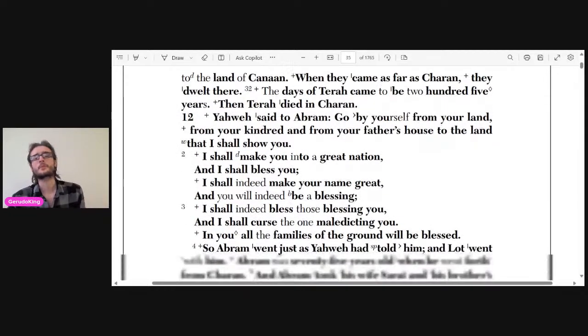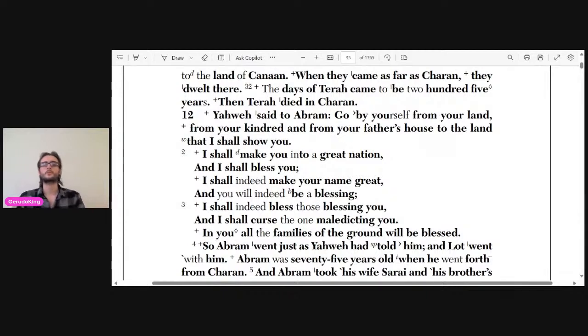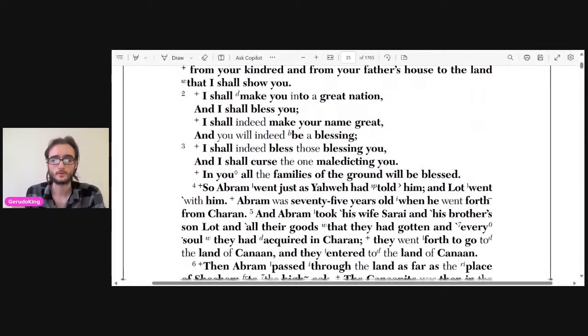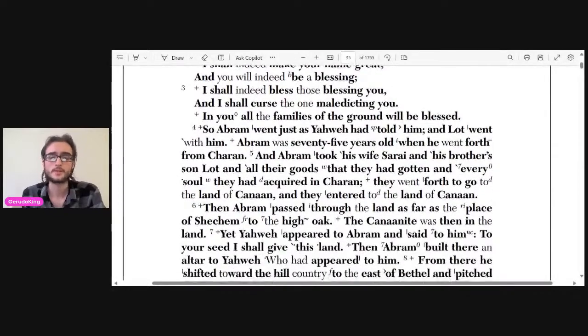Yahweh said to Abram, "Go by yourself from your land, from your kindred, and from your father's house to the land that I shall show you. I shall make you into a great nation, and I shall bless you. I shall indeed make your name great, and you will indeed be a blessing. I shall indeed bless those blessing you, and I shall curse the one maledicting you. In you all the families of the ground will be blessed."